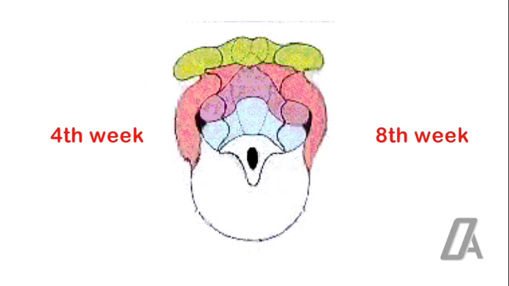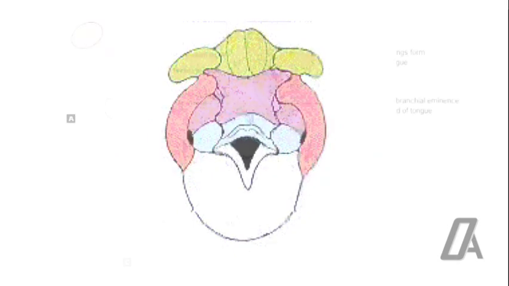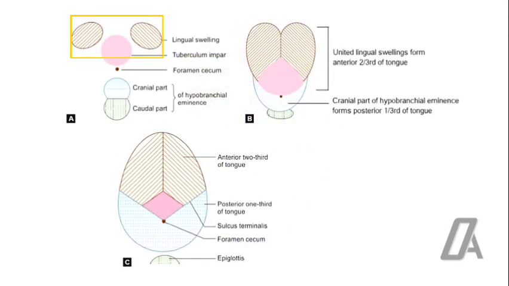Between weeks 4 and 8, the tongue undergoes rapid development. The lateral lingual swellings grow quickly. They overtake and fuse with the tuberculum impar. This fusion forms the anterior 2/3 of the tongue. Behind the tuberculum impar lies the foramen caecum, marking the origin site of the thyroid diverticulum, which later forms a significant part of the thyroid gland. Meanwhile, the hypobranchial eminence develops into the posterior third.